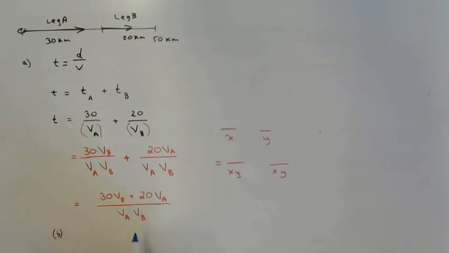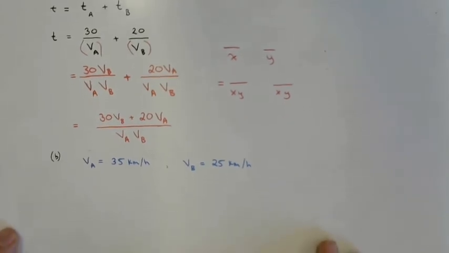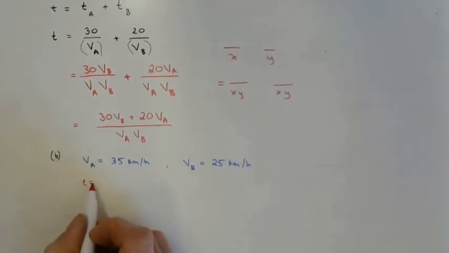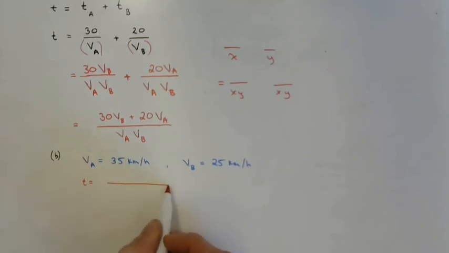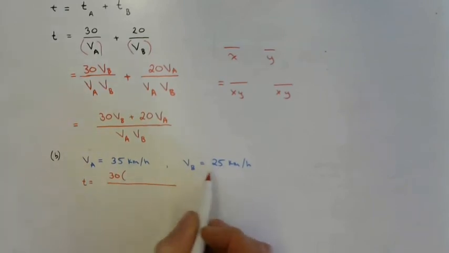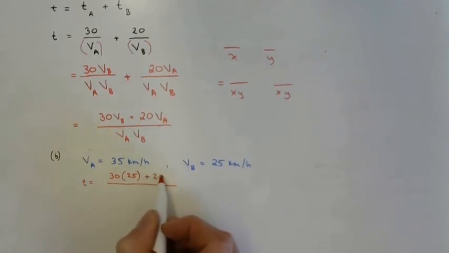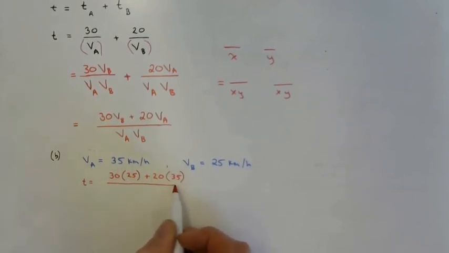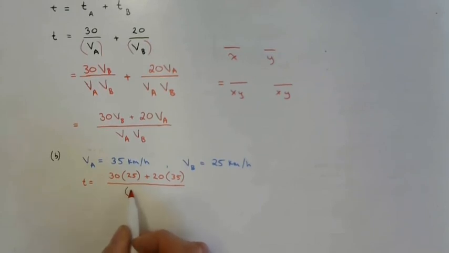And that means I know that the velocity of A is going to be Raj's speed of 35 kilometers per hour. And the velocity of leg B is going to be 25 kilometers per hour. I wrote those down first because now it's pretty easy to just sub them into our equation. And remember, we're dealing with t is equal to, in the numerator, 30 times the velocity of the second leg, which is 25, plus 20 times the velocity of the first leg, which is 35, all over the product of the velocities, 35 times 25.